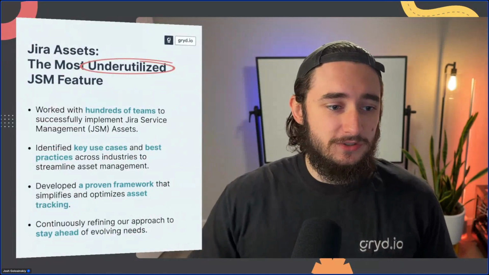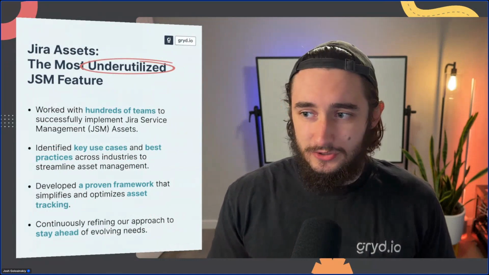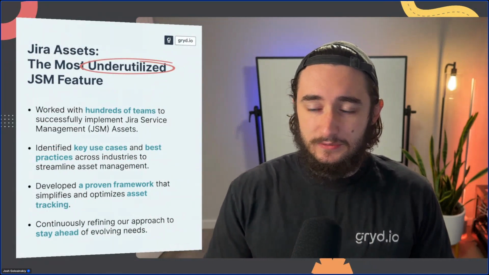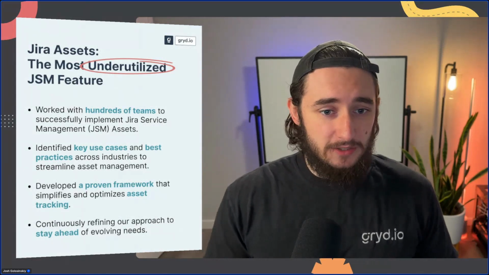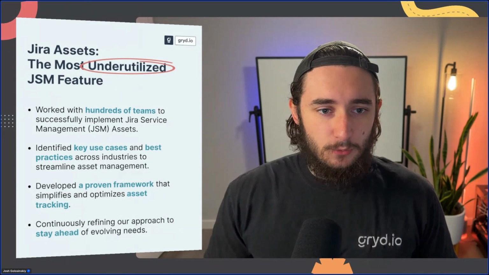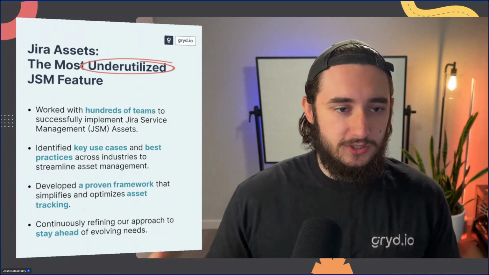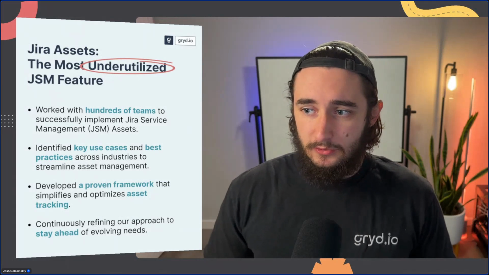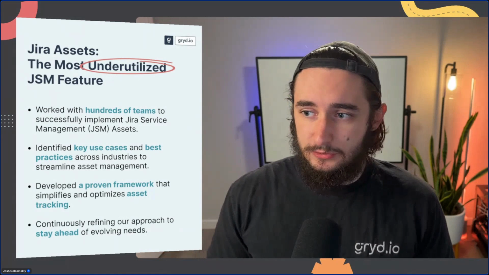So as I mentioned, Assets is, in my opinion, the most underutilized feature in Jira Service Management. Like I mentioned, we've worked with hundreds of teams to implement JSM in the past, Smilus being one of the more recent ones, where we've implemented a lot of organizational relationships with Jira directly. So we've identified key use cases and the most common ways that assets have been used in Jira.